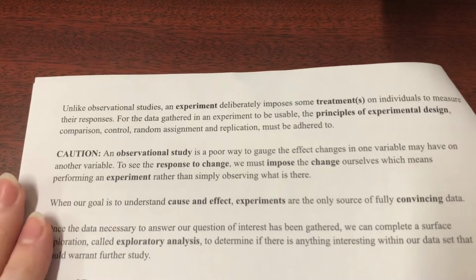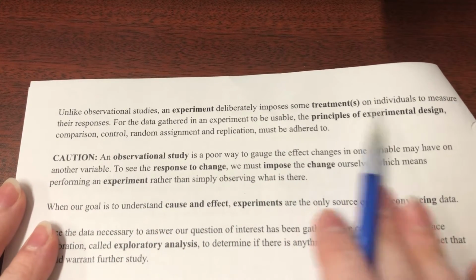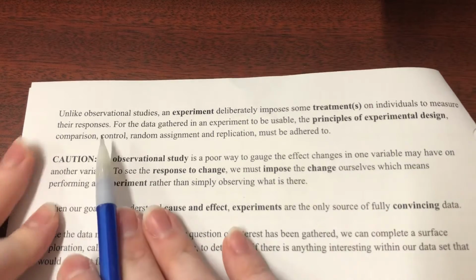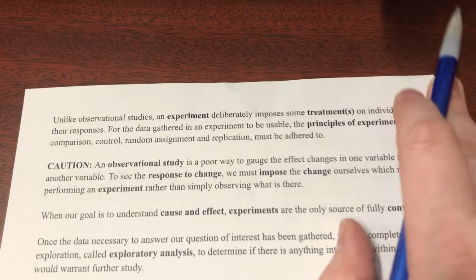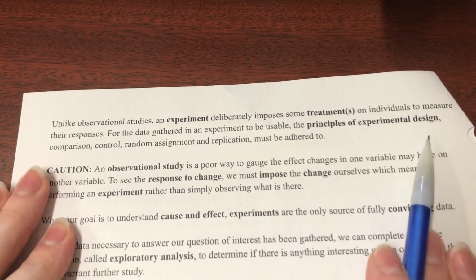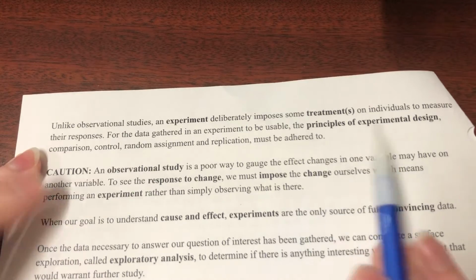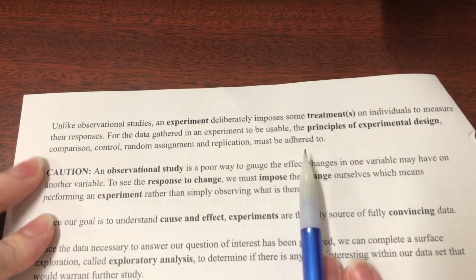Unlike observational studies, an experiment deliberately imposes some treatments on individuals to measure their responses. For the data gathered in an experiment to be usable, the principles of experimental design, comparison, control, random assignment, and replication must be adhered to. Now, what do those principles actually mean?